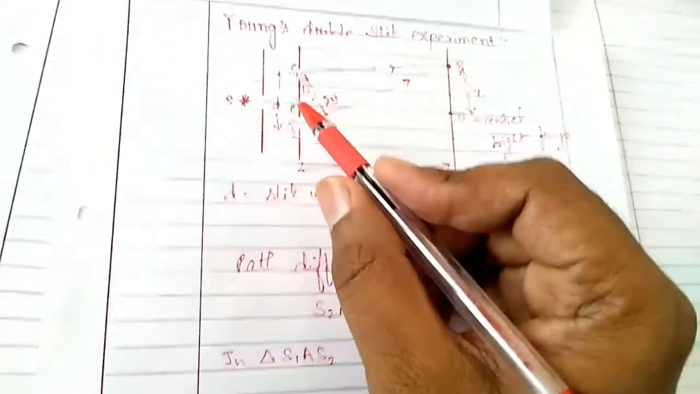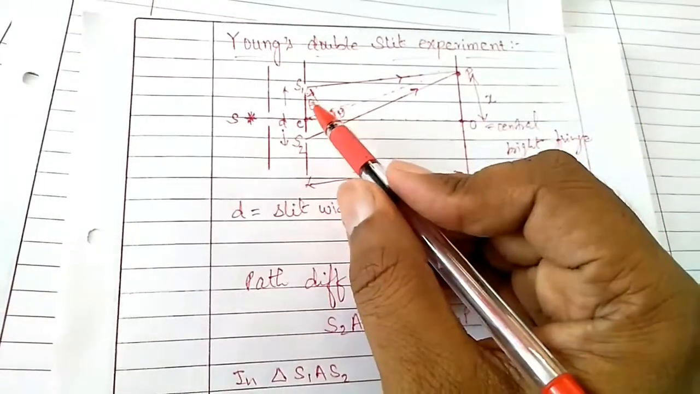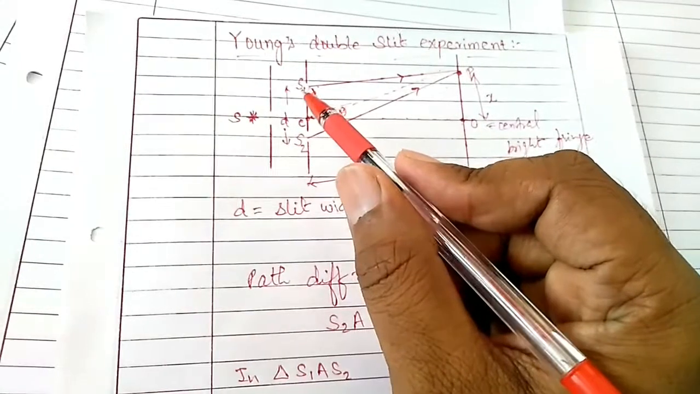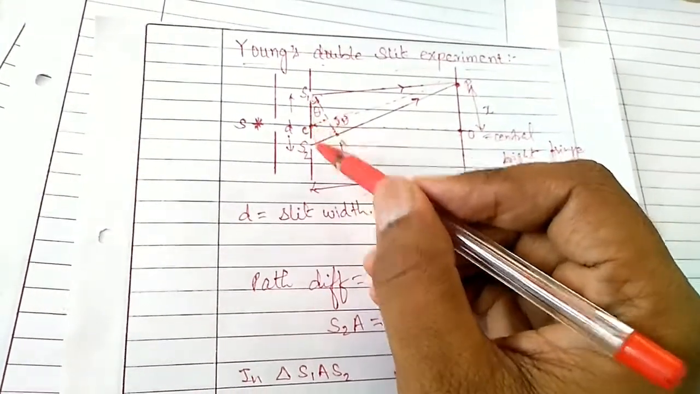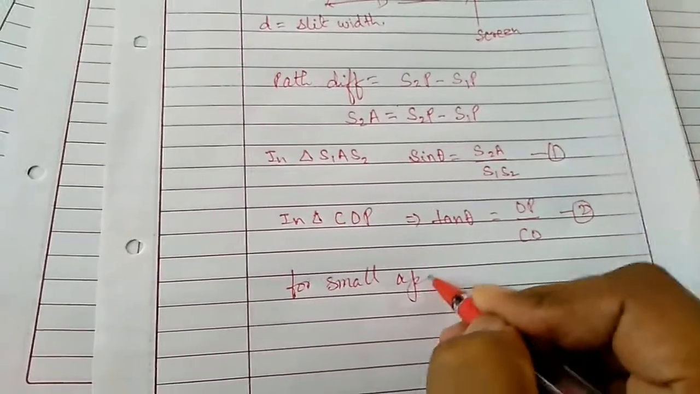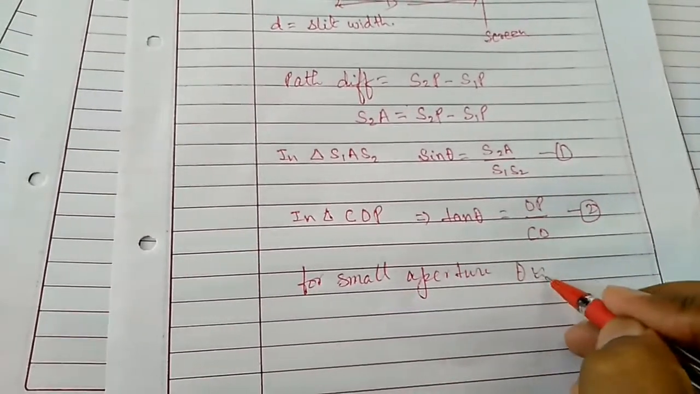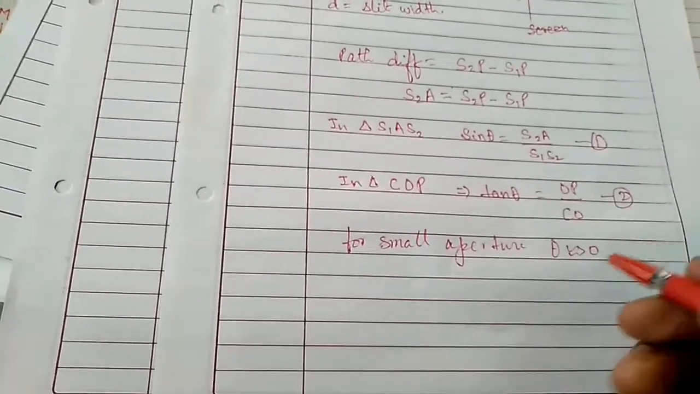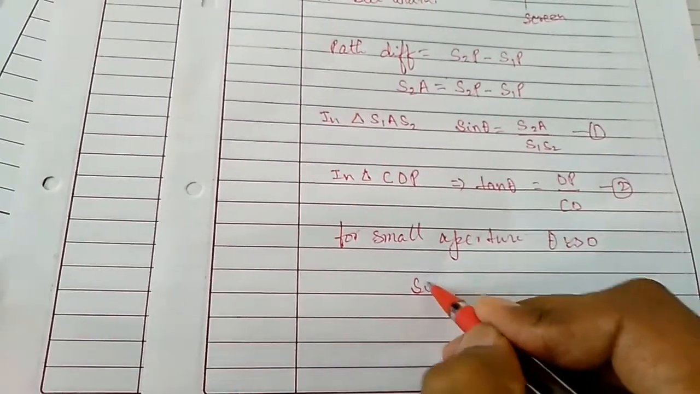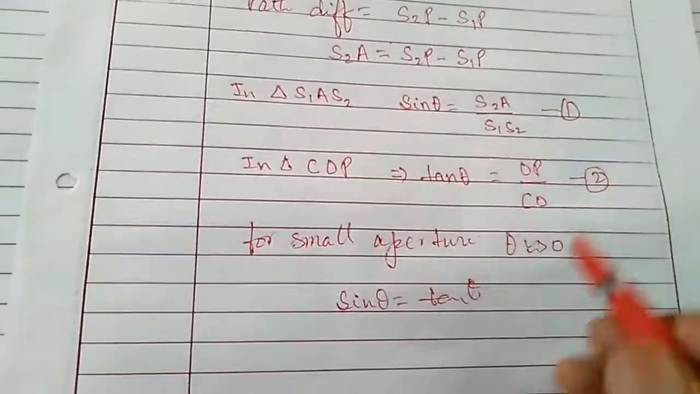For a very small angle, see this is happening with this slit. In practical work, it will be very fine, like the distance between two closed needles. The distance is very close, which means the aperture is very small. So for a small aperture, theta is so small, tending to 0. So I'm using sine theta is equal to tan theta.